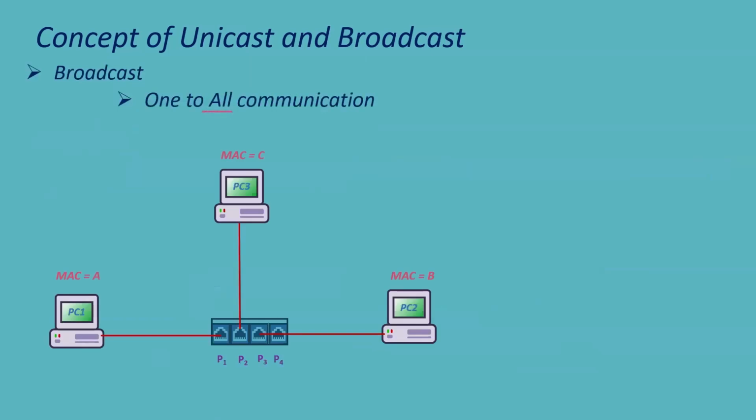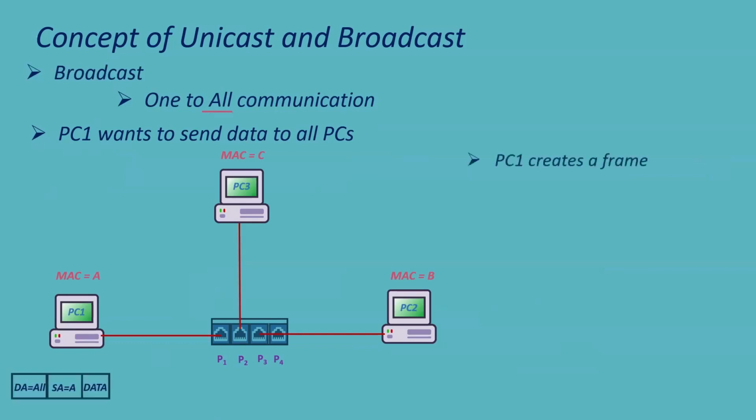So here again, we have a topology, three PCs connected through a hub. PC1 wants to send data to all the PCs, not just to one. Unicast would be sending to only one. Broadcast is to send to everyone. So PC1 creates a frame. Now pay attention to the destination address value. It is not for B or C. It is a special address. So set the value of the DA field to a special address. We will call it all.